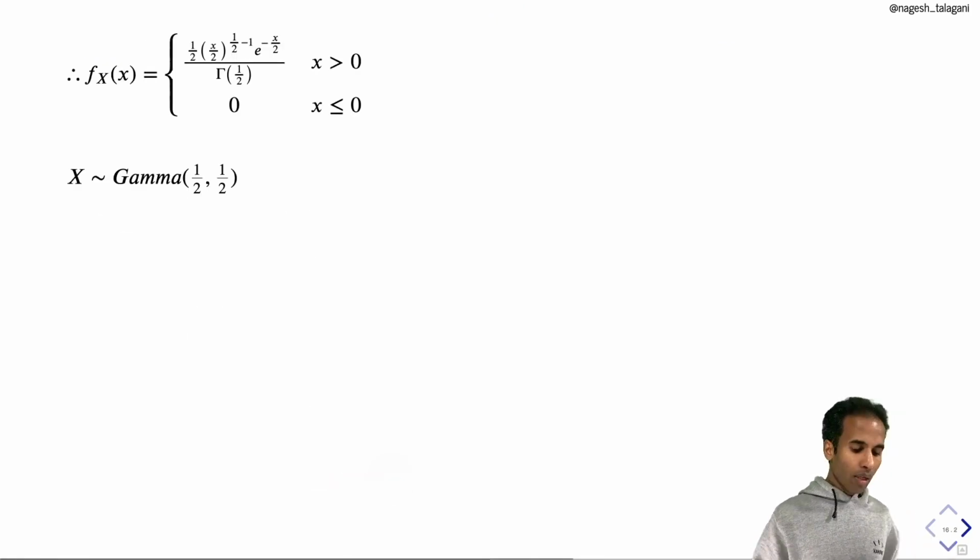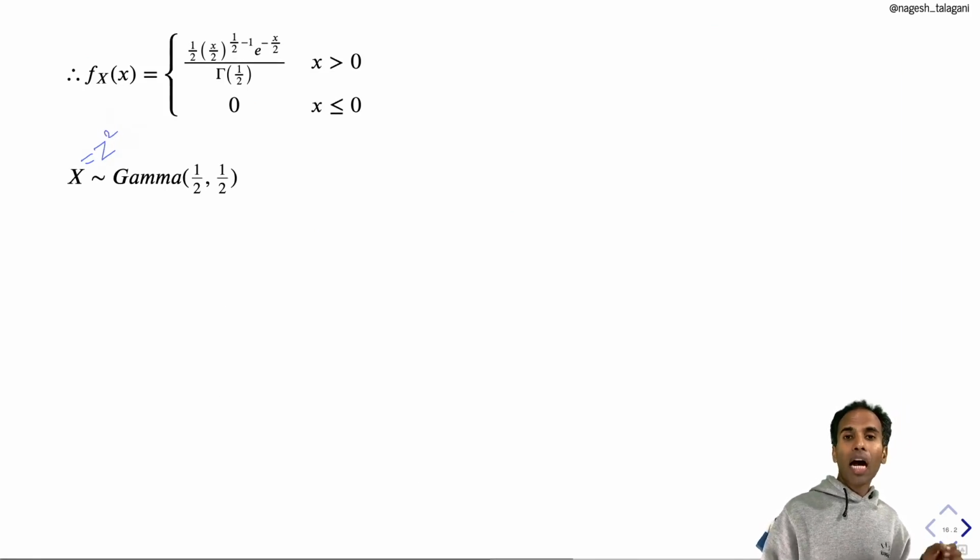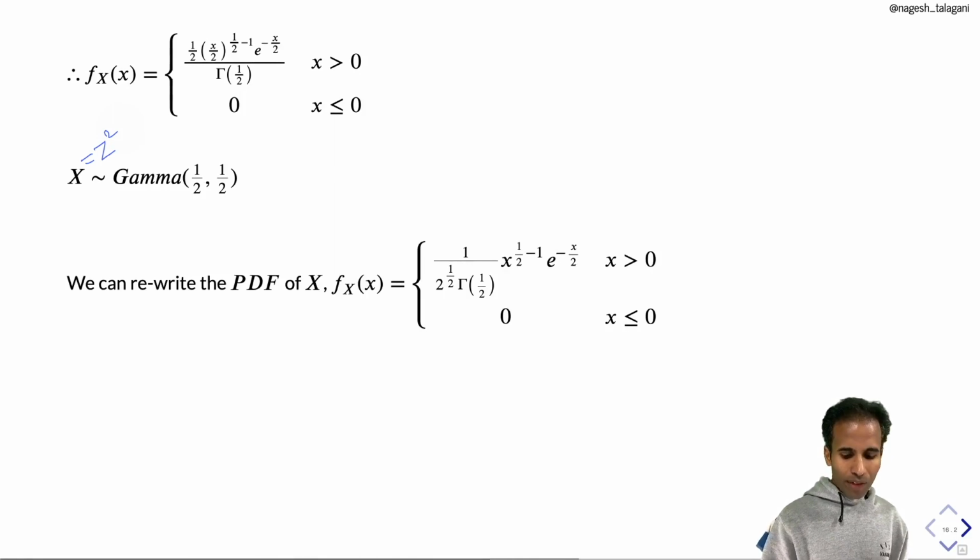So here X equals Z squared, where Z is a standard normal random variable, follows a gamma distribution with the parameters 1 by 2 comma 1 by 2. Here alpha equals 1 by 2, lambda equals 1 by 2. Let me rewrite the same PDF as follows: f_X(x) equals (1 by 2) to the power of 1 by 2 over gamma 1 by 2, times x to the power of 1 by 2 minus 1, e power minus x by 2 for x positive, 0 for x less than or equal to 0. Same PDF, I just rewrote it like this.